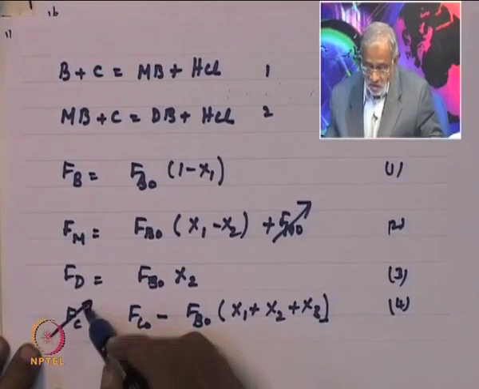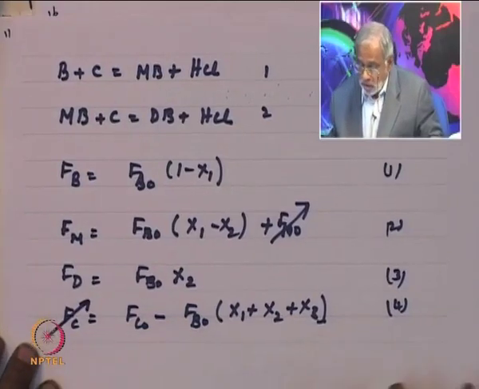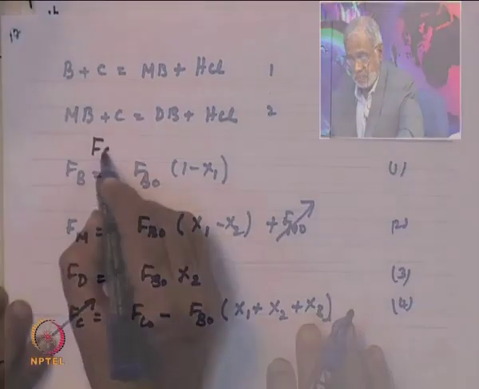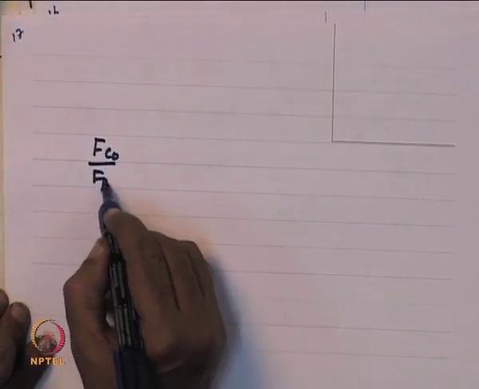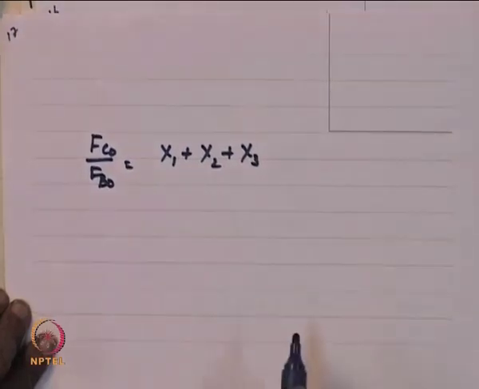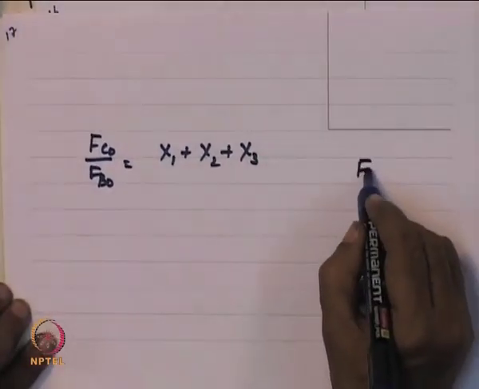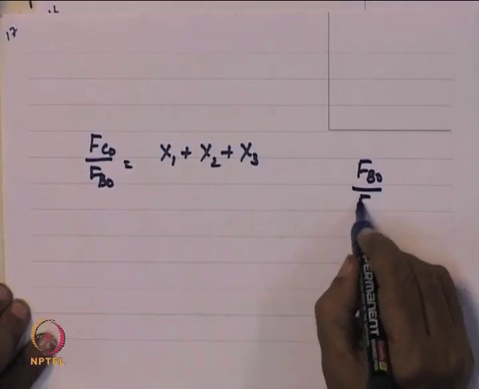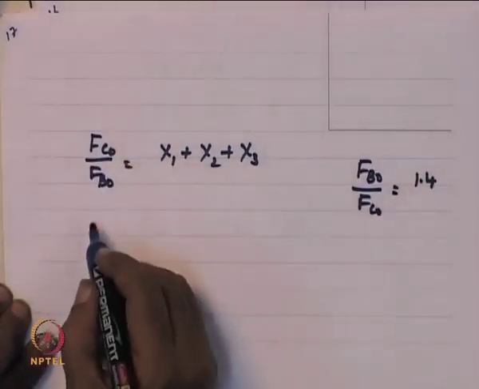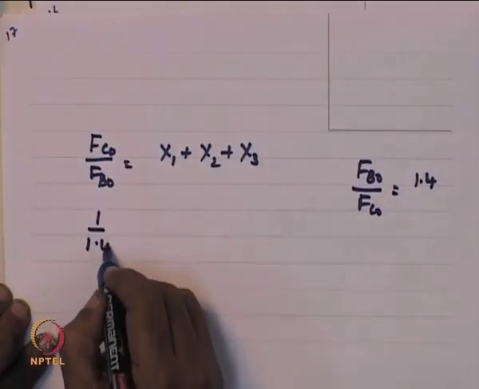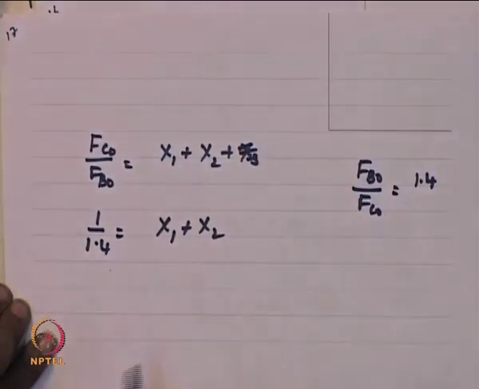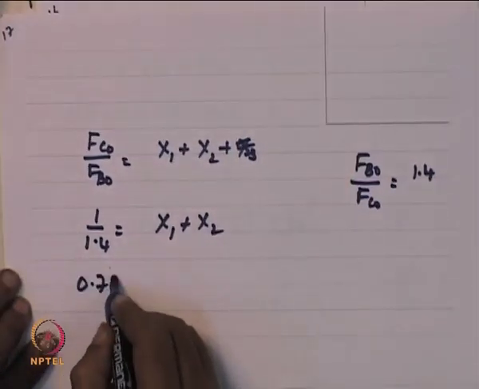In the chlorine balance, all the chlorine gets consumed. That means the outlet is 0, which means FC0 divided by FB0 equal to X1 plus X2 plus X3. And if the data says FB0 by FC0 equal to 1.4, therefore 1 by 1.4 equal to X1 plus X2, X3 is not there, sorry. So this is 0.71 equal to X1 plus X2.